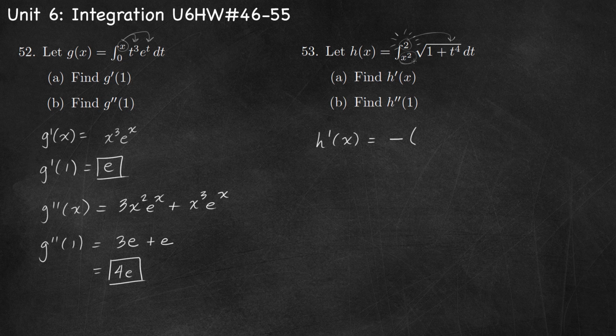So I substitute the x squared in for the t. I get square root 1 plus x squared to the fourth. X squared raised to the power 4 is x to the power 8. And then I have to multiply by the derivative of the x squared, which is 2x. So this is negative 2x times the square root of 1 plus x to the power 8.